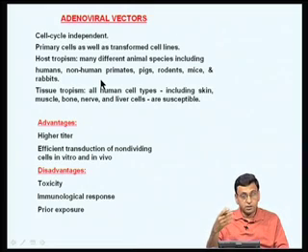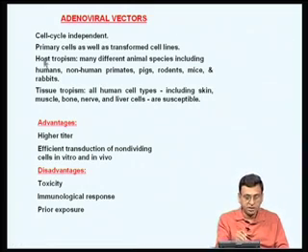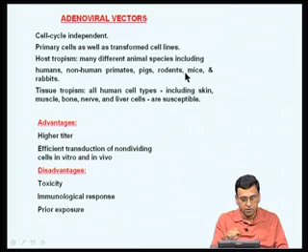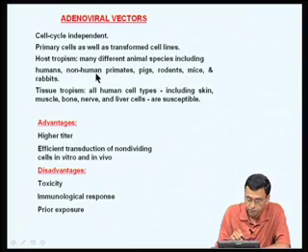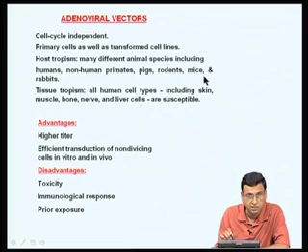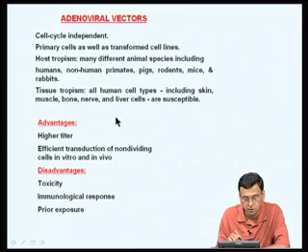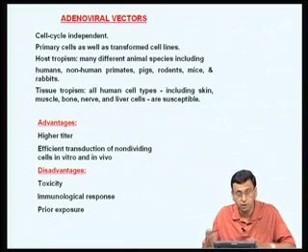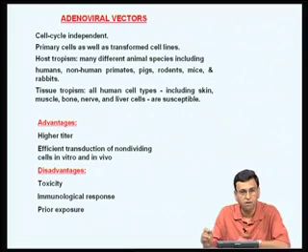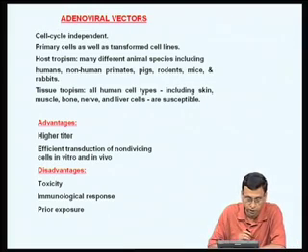So the adenoviral vectors have a number of advantages. They can infect in a cell cycle independent manner. They can infect primary cells as well as transformed cell lines. They have a broad host tropism. They can infect many different mammalian species including humans, non-human primates, pigs, rodents, mice and rabbits. They also have a broad tissue tropism. They can infect virtually any type of human cells such as skin, muscle, bone, nerve, liver cells, etc. So once you have a recombinant adenovirus, you can infect a number of mammalian species as well as a number of mammalian tissues or cells with this kind of adenoviral vector.